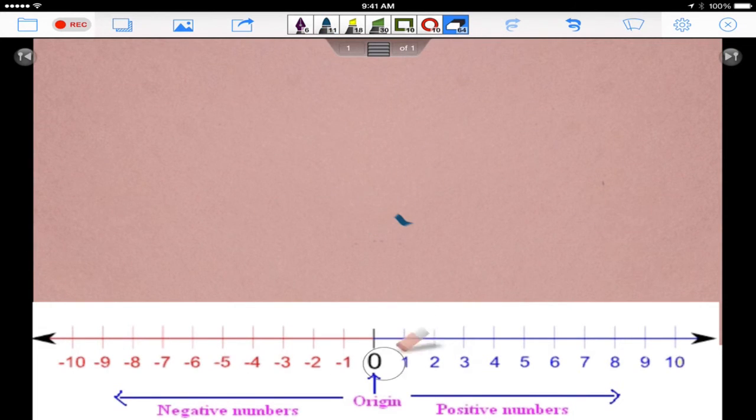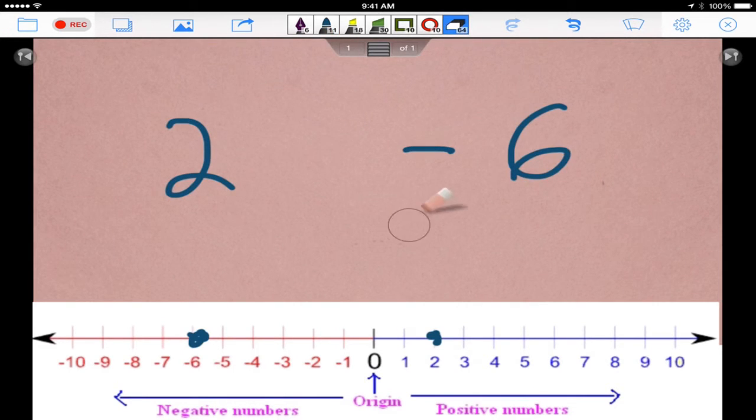A different one might be, let's say, 2 and negative 6. Let's start with 2 on this side, though, and negative 6 over here. If I do that, it really doesn't matter. You just need to make sure that the inequality is opening up to the correct one, the bigger one. So 2 is bigger than negative 6, because 2 is to the right of negative 6.